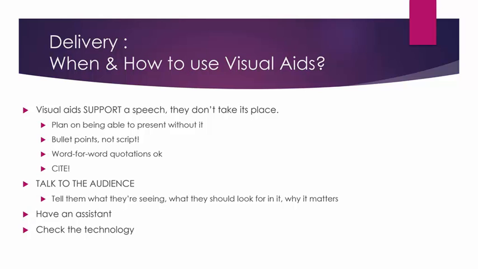Always check the technology, make sure it works. Check the sound on your videos before you're in the middle of the speech. Check that the internet is working, right? Be prepared for what's going to happen. So talking to the audience, tell them what they're seeing, what they should look for, why it matters. Have an assistant, check the technology, and use visual aids to support a speech, not to take its place. And we can talk more about what that looks like if you would like. There's a lot of great references about it.